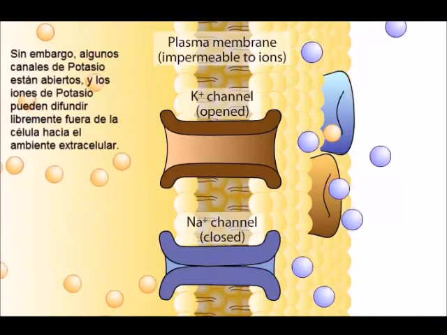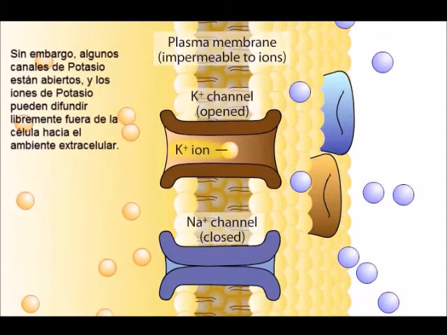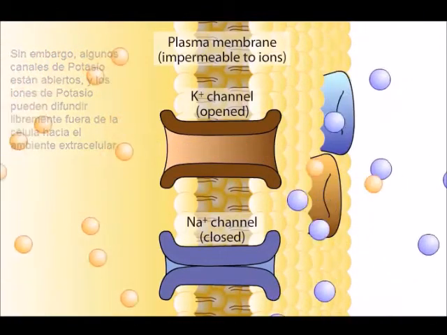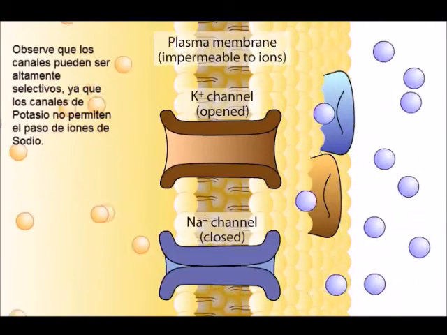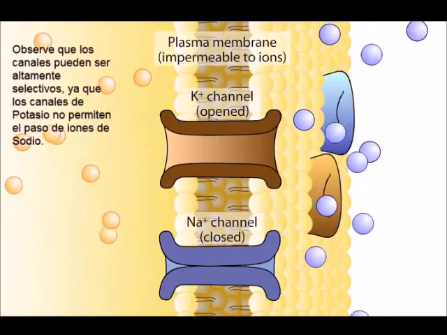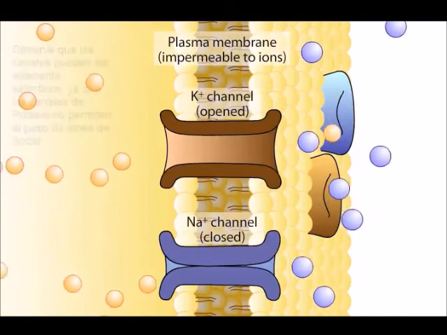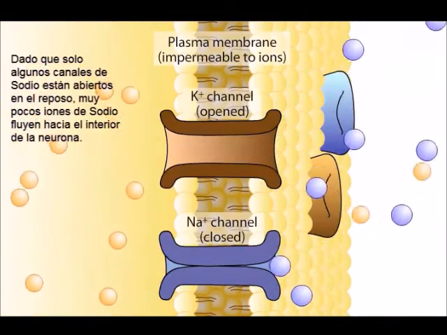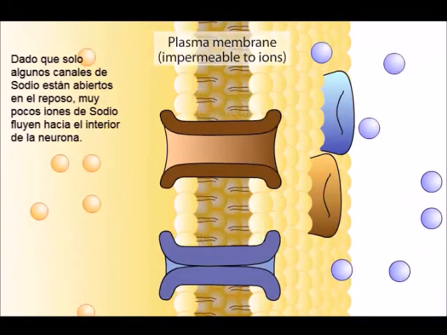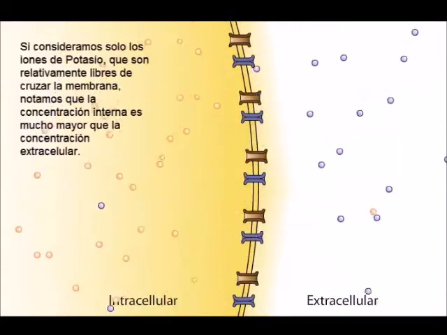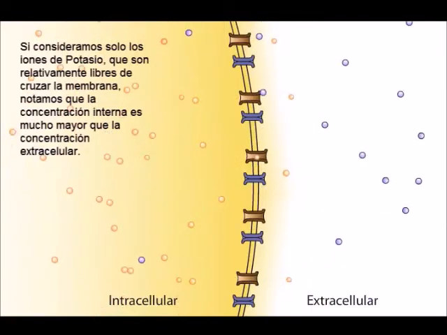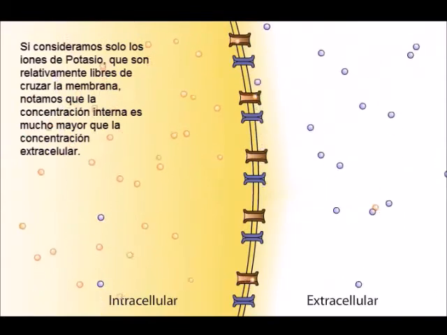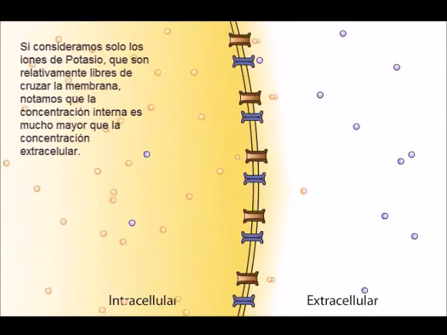However, a few potassium channels are open, and potassium ions are therefore free to diffuse out of the cell into the extracellular environment. Note that channels can be highly selective. The potassium channels do not permit the passage of sodium ions. Since only a few sodium channels are open at rest, very few sodium ions flow into the interior of the neuron. If we consider only the potassium ions, which are relatively free to cross the membrane, we notice that the intracellular concentration remains much higher than the extracellular concentration.